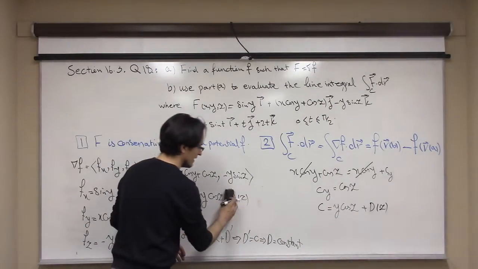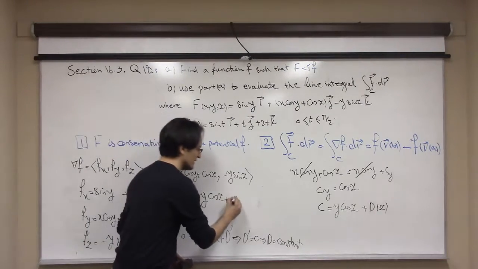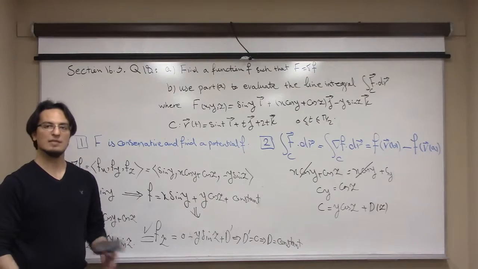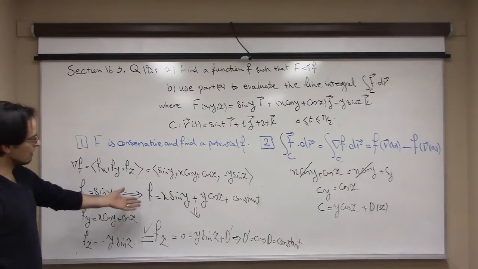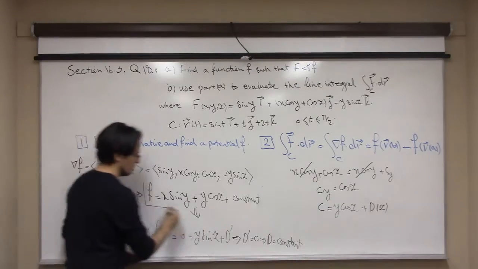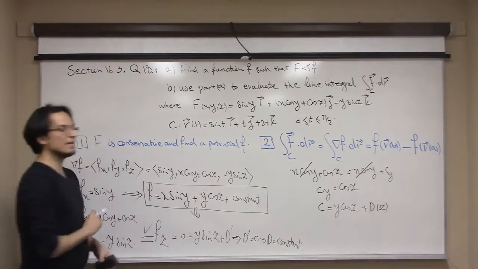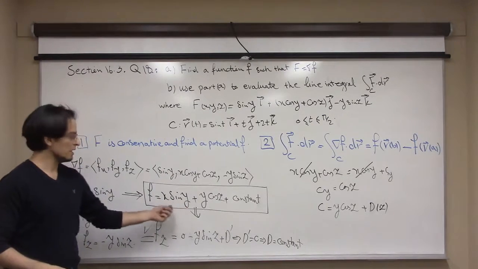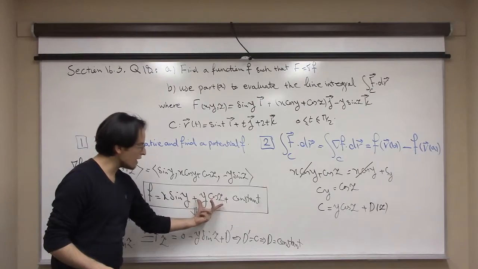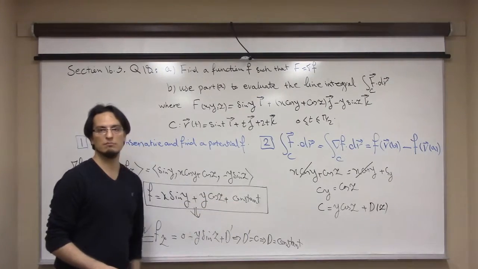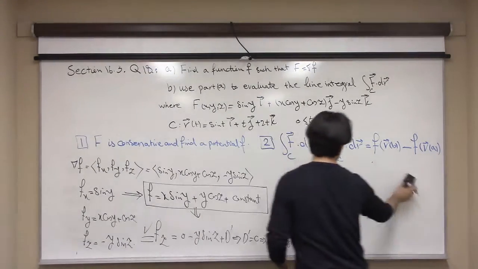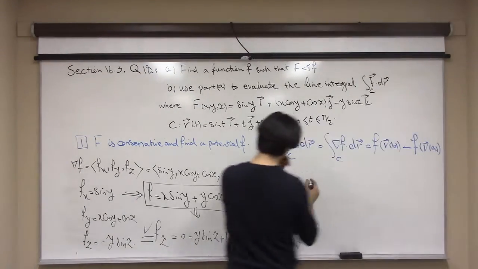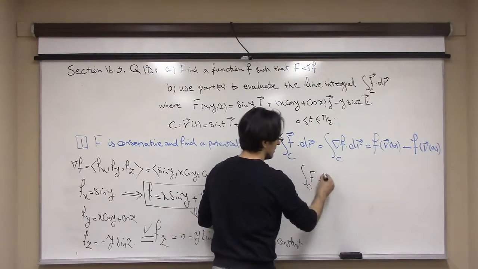That means I can again update my function and put any constant here. These steps lead us to this: any potential function of that vector field would be of this form, x sine y plus y cosine z plus some constant. Okay, that's good because we solved part A. What about part B? Part B is to evaluate this line integral over dr.